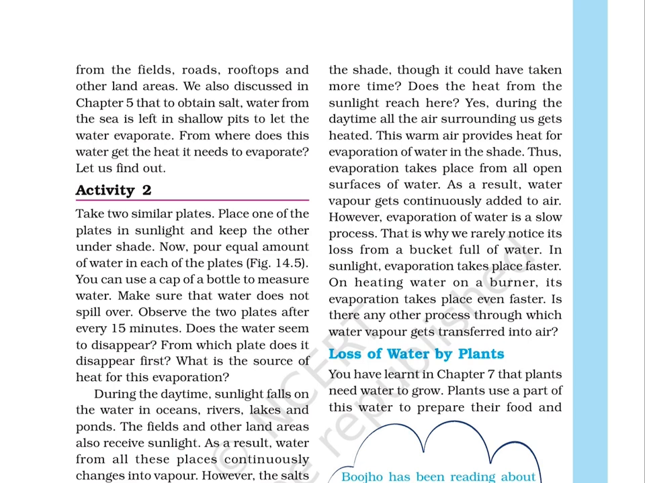Let us find out. Activity 2. Take two similar plates. Place one of the plates in sunlight and keep the other under shade. Now, pour equal amount of water in each of the plates, figure 14.5. You can use a cap of a bottle to measure water. Make sure that water does not spill over. Observe the two plates after every 15 minutes. Does the water seem to disappear? From which plate does it disappear first? What is the source of heat for this evaporation?